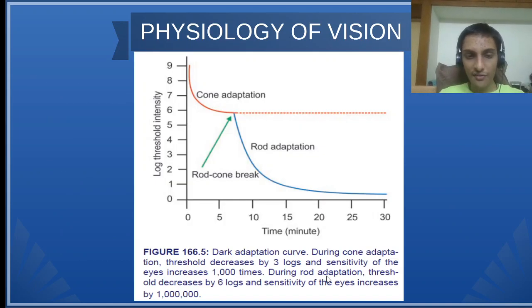So let's see this graph. This is called dark adaptation curve. So this is the cone adaptation you are seeing with the increased time. The intensity is coming down.